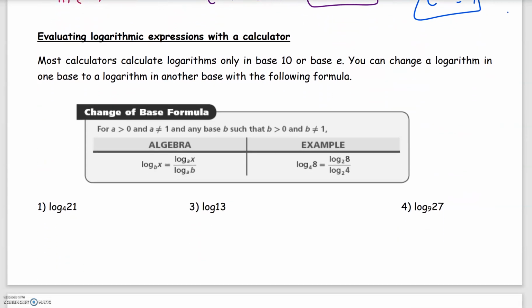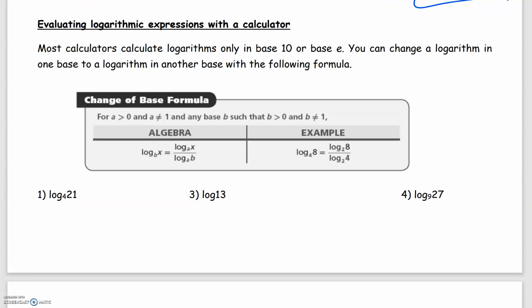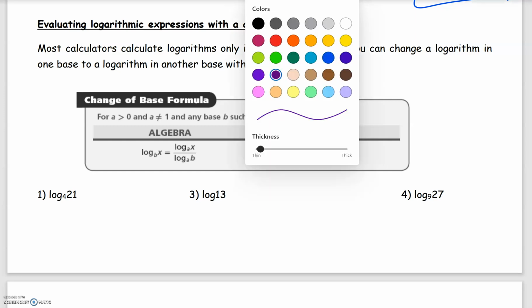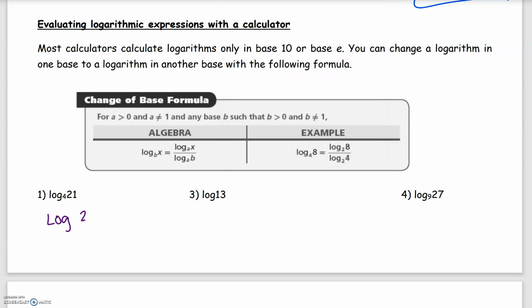So now what we're going to do is evaluate the expression with a calculator. Most calculators are going to be in base 10 or base e, so you can change the logarithm from one base to another with this formula. If we have a different base, we take our big number and it goes on top, and the base goes on the bottom. So we're going to do log of 21 over log of 4 in our calculator, and we always want the base on the bottom.